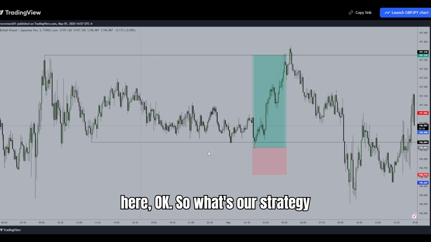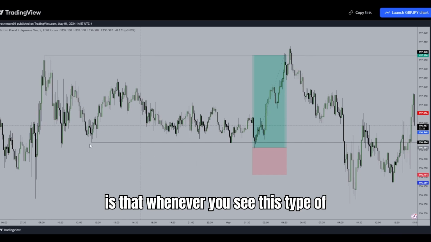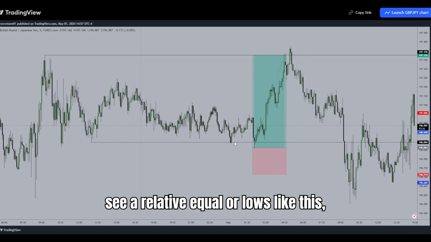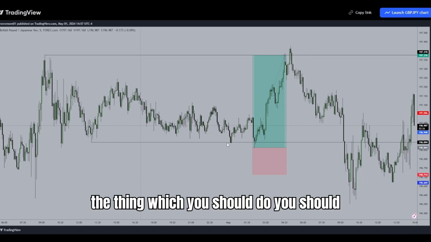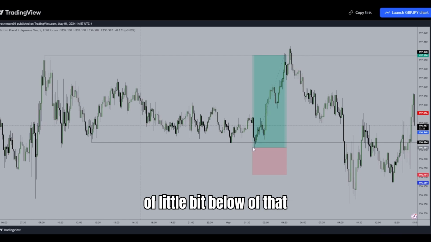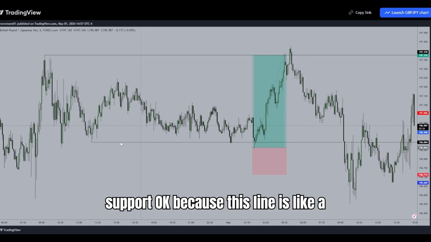So our strategy is that whenever you see this type of relative equal lows, the thing you should do is place your buy limit a little bit below that support, because this line is like a support.